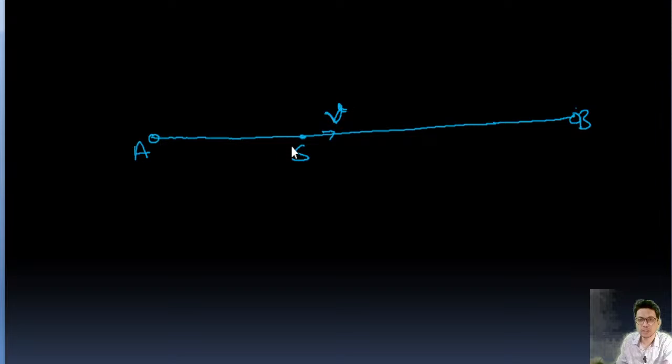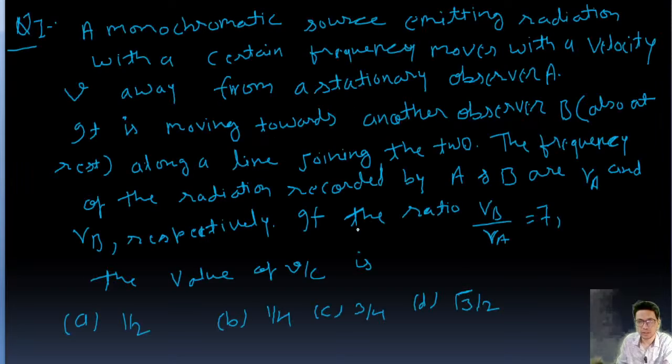Now we have to find out the ratio v upon c. v is the velocity here. Okay, guys, you need to understand this. This is v.